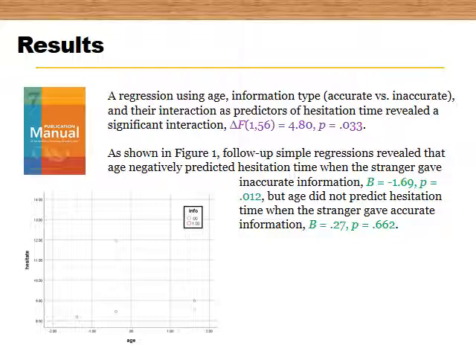Here's the graph from PROCESS, which we can get using the syntax that we request in the PROCESS output. It doesn't give us lines, but I've superimposed lines here. The blue line is for kids who were given inaccurate information. The red line is for kids who were given accurate information. You can see the dramatic difference in the slopes of those two lines, which is responsible for our interaction. That's the end of our second practice problem.